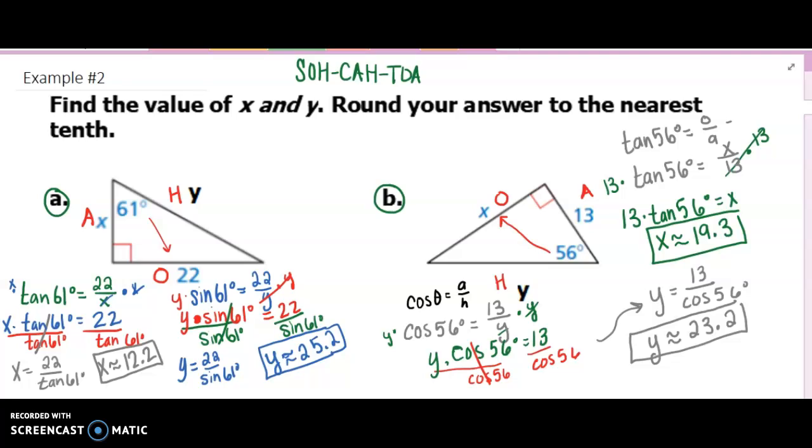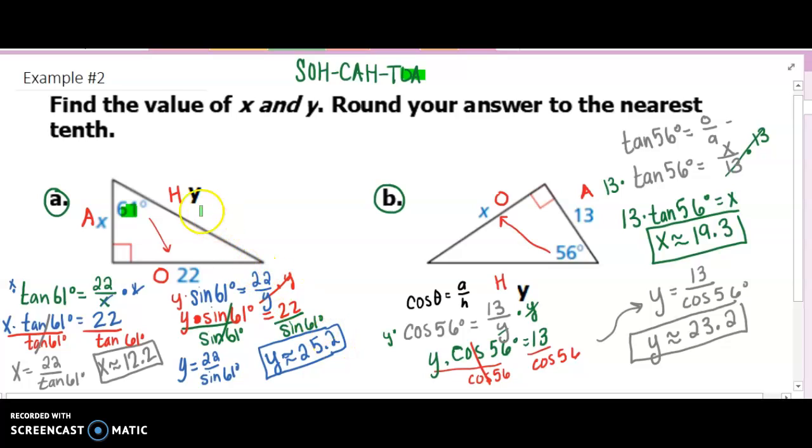All right, let's go over these. So on A, we have our opposite, and the first thing I did is I solved for x, so I want my adjacent. So I go back up here to sine, cosine, and tangent, and I see opposite and adjacent go together with tangent. So I use tangent of my reference angle 61 degrees, and that's going to equal, my tangent's always opposite over adjacent, so opposite is 22, my adjacent is x. Okay, and then I go through and solve for x, and I get x equals 12.2.